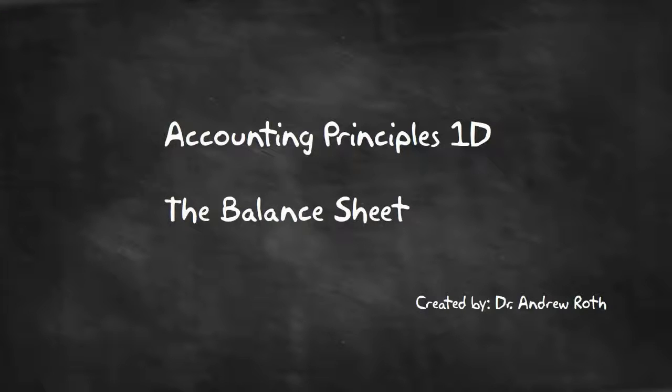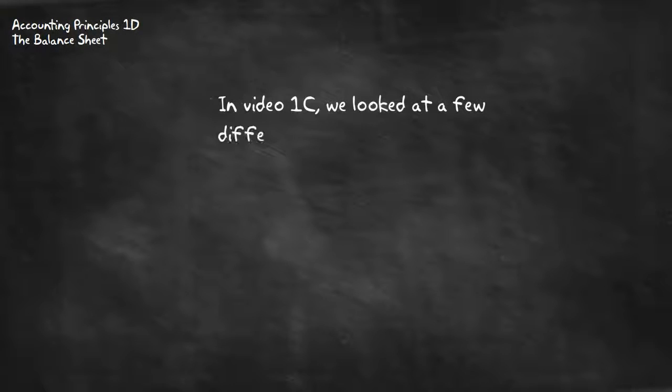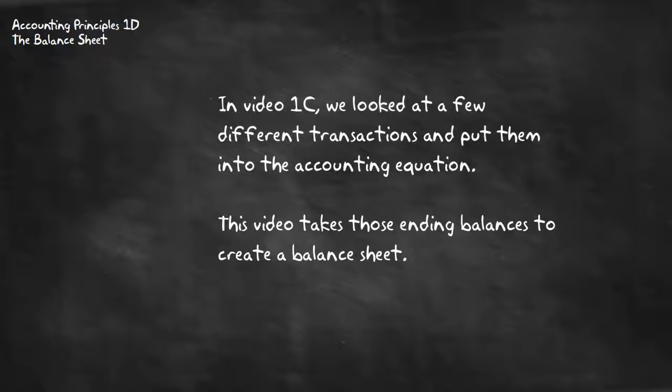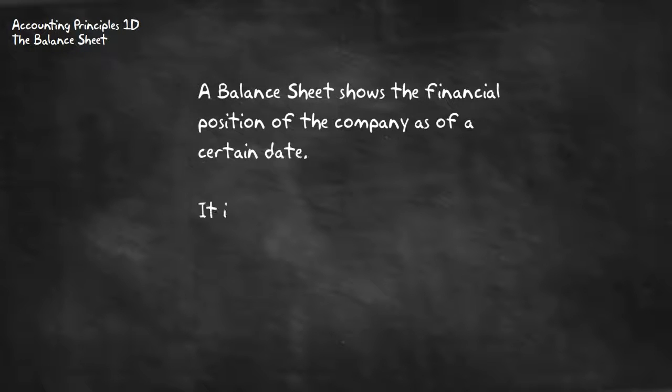Welcome to Accounting Principles 1D, the balance sheet. In video 1C, we looked at a few different example transactions and put them into the accounting equation. In this video, we will look at the ending balances from those transactions to create a balance sheet. A balance sheet shows the financial position of the company as of a certain date.